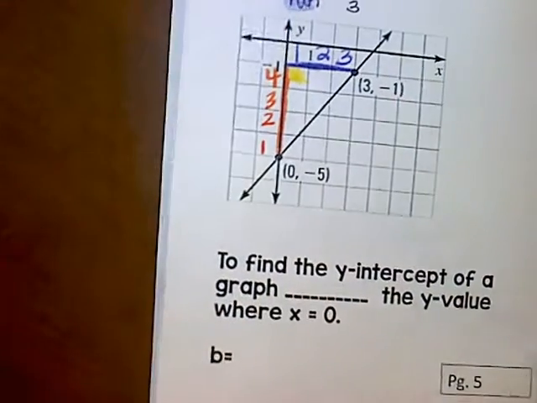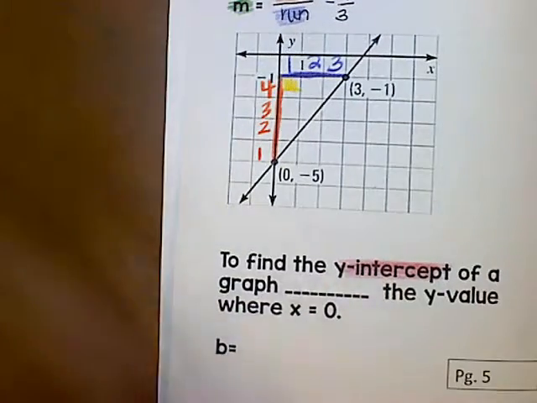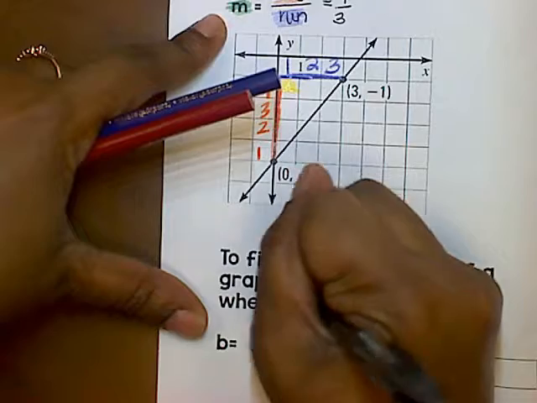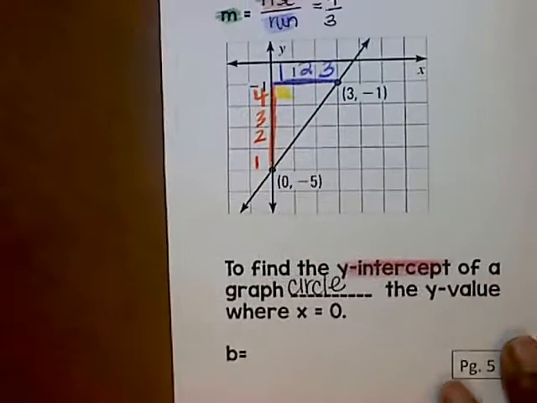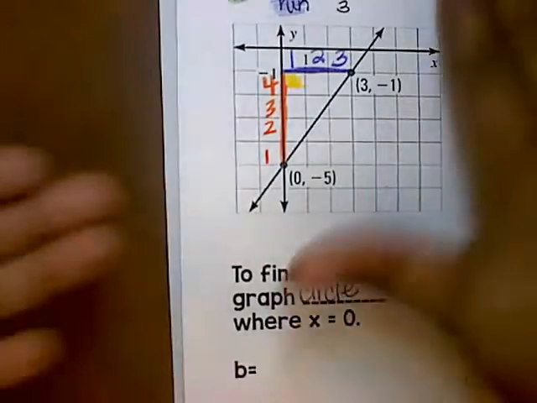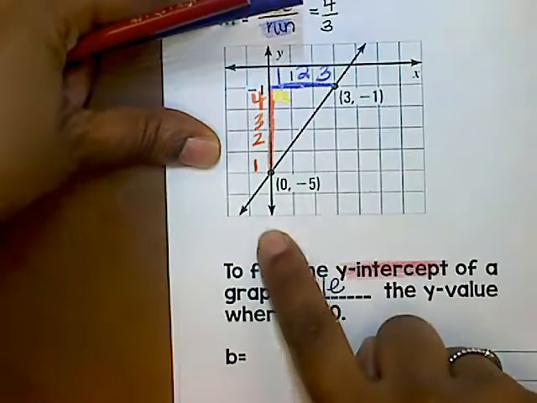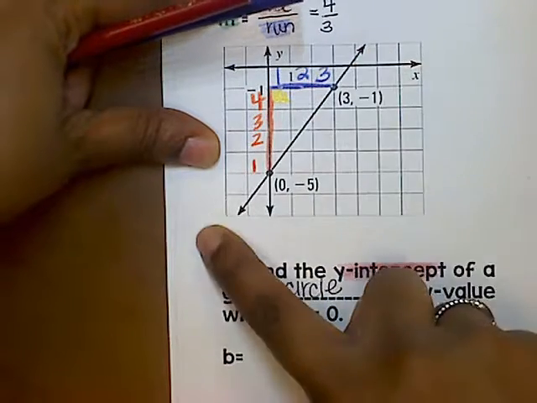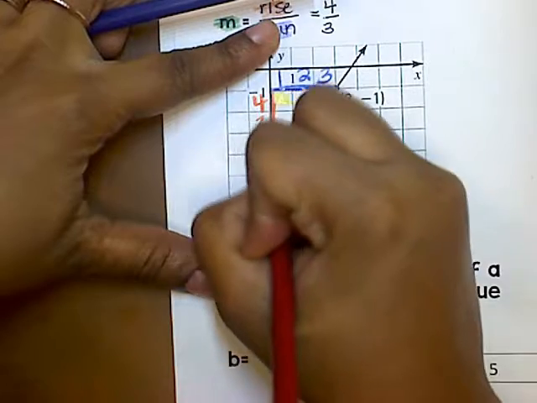And then to find the y-intercept of a graph, you're just going to circle the value where x equals 0. So just circle that value where x equals 0. So you're finding, where does this line cross the y-axis? So again, this is our y-axis that goes up and down, and we're looking to see where this line crosses, and this actually gives it to us. So you would just circle the point here.